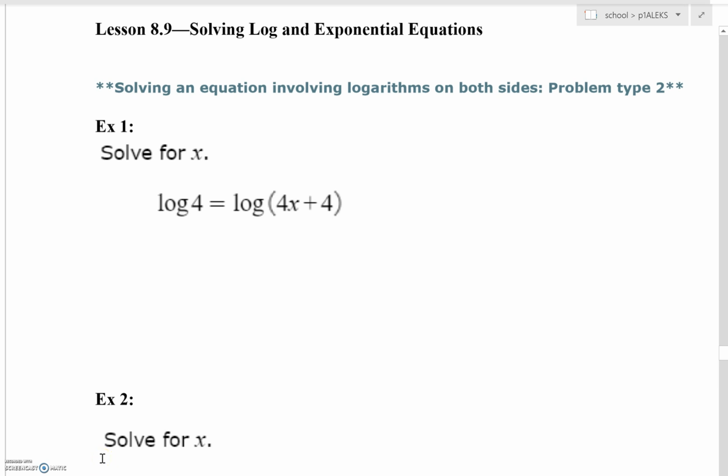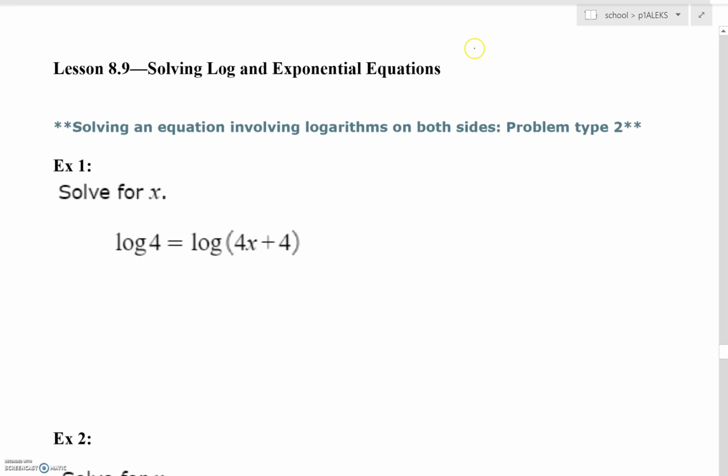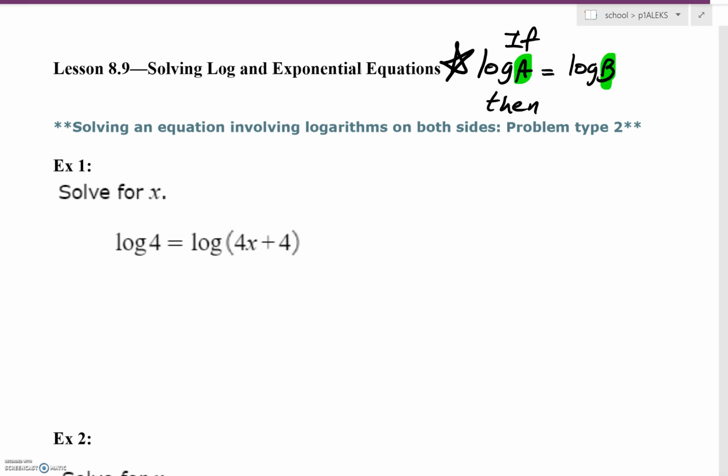Algebra 2, we're looking at lesson 8.9, and today we're going to solve log equations. We still are going to need to do a check, but I really want to point this out. If you have the log of A equals the log of B, then, I hope this is pretty obvious, the insides of those logs must be equal. And we still have to be careful. We have to make sure that we actually have a possible solution here.